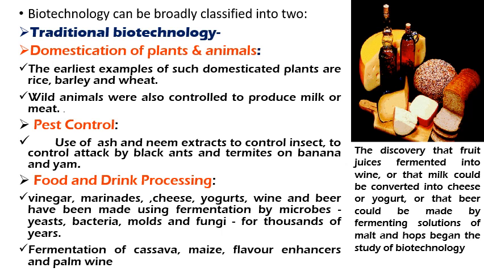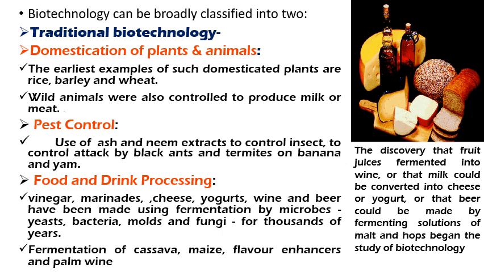In terms of pest control, using things like ash and neem extract from the neem tree have been proven to be able to control insects, to control attack by ants and termites on banana and yam seedlings which you plant. So these are traditional methods of biotechnology.